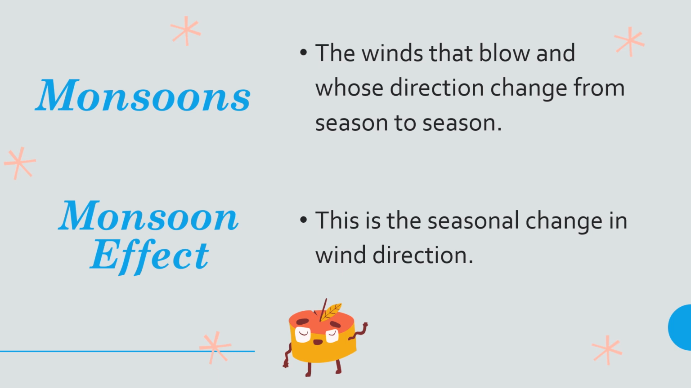That's why during summer, the wind moves from the oceans towards the land, and during winter, the wind moves from the land towards the oceans. Monsoons are global winds that blow steadily from a specific direction over long distances.